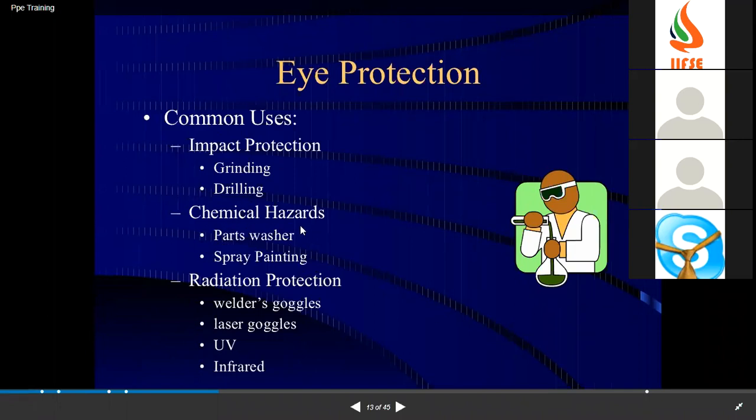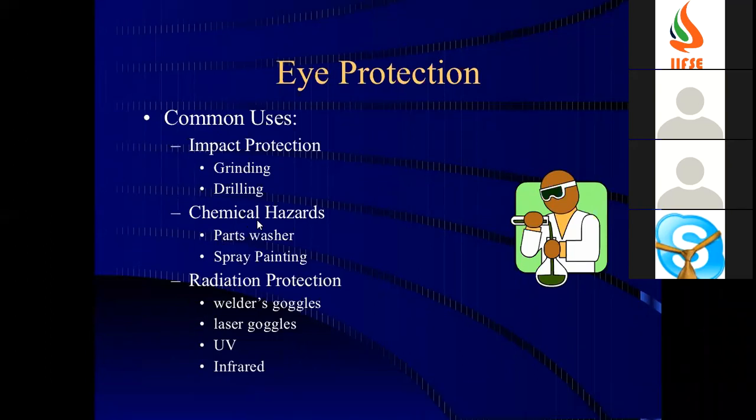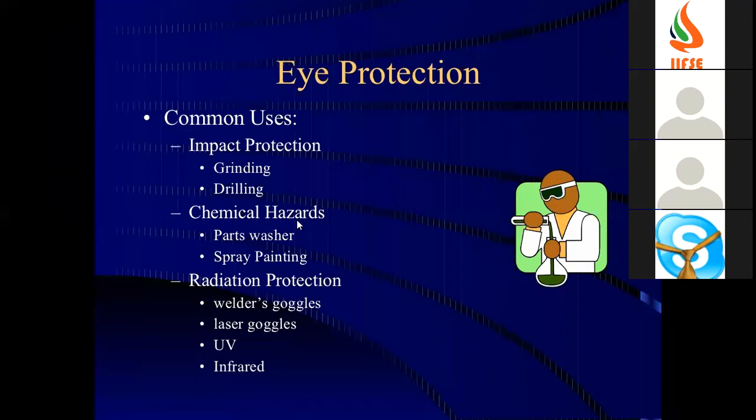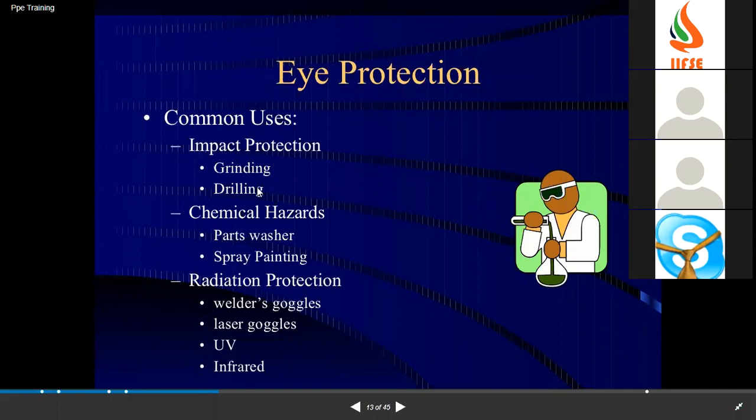When they wash the parts of mechanical items or when any maintenance work is being done, chemicals may come in contact with the eyes. So they will use PPE or glasses which are completely close to their eyelashes. For grinding and drilling, they'll use glasses which are very hard in nature. Spray painting is also dangerous because it involves a lot of chemicals. Radiation protections.